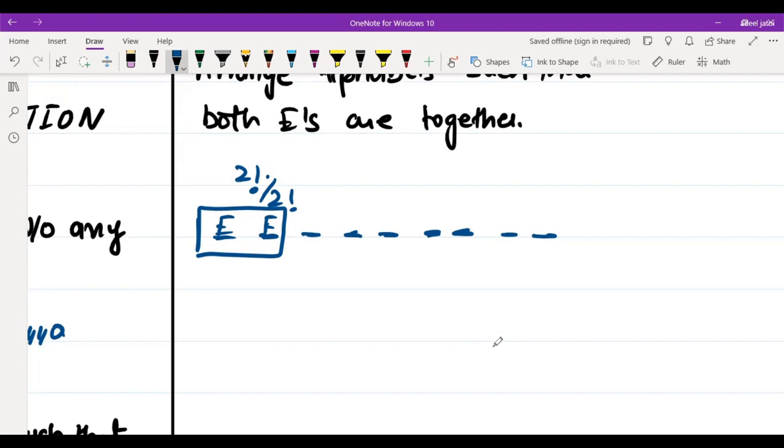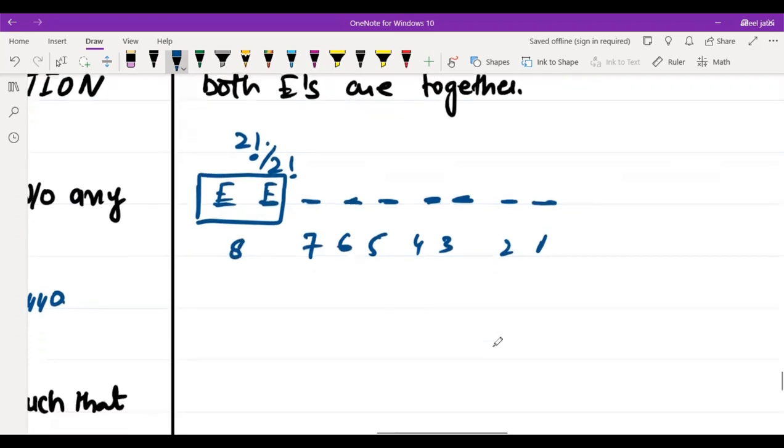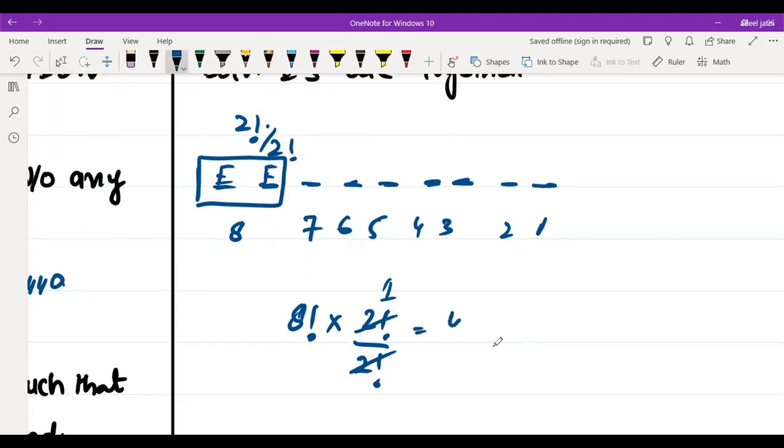And how many alphabets do we have? 1, 2, 3, 4, 5, 6, 7. 7 alphabets, and the eighth one is the block. So this should be 8 factorial for the movement of 7 alphabets and the block, and 2 factorial upon 2 factorial for the movement inside the block with the same E's. So obviously this will be cancelled out. That means this will only give me 1. So the answer of 8 factorial is 40320.